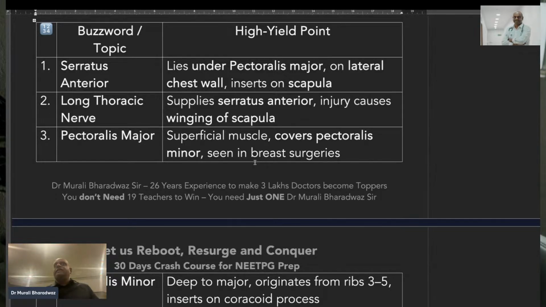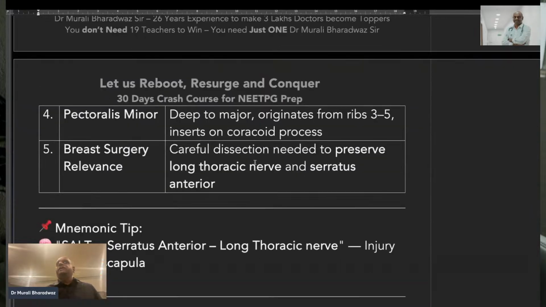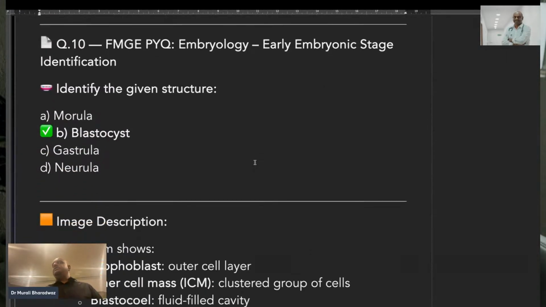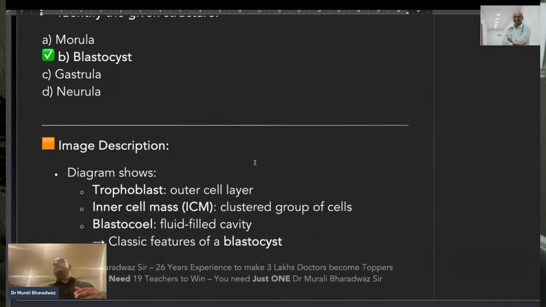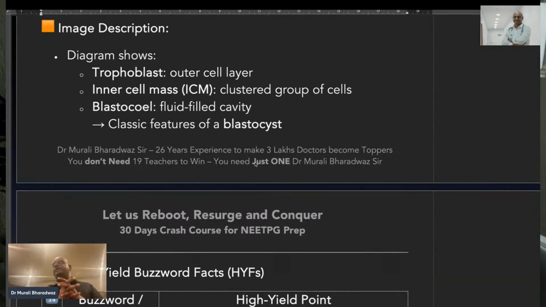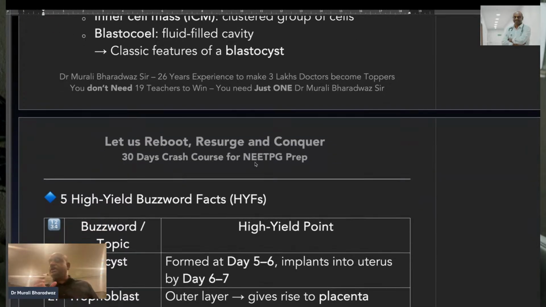wall, right? Now, doctor, what is the structure given? A blastocyst was shown. There is an outer cell layer, the trophoblast, the inner cell mass was also there, and a blastocele, a fluid-filled cavity. These are all the classical features of the blastocyst, which is the stage at which implantation occurs.